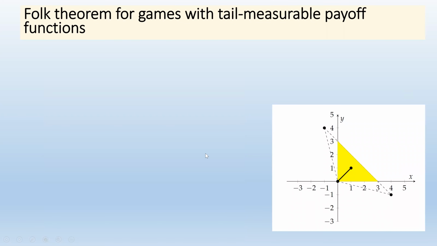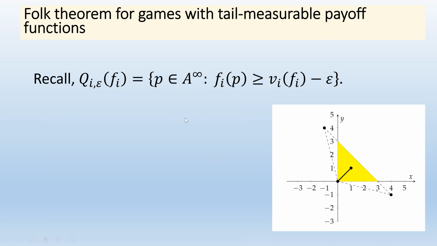So here is a generalization of this theorem. Here we had a finite number of payoffs, so we didn't need epsilons, but generally speaking, I remind you of the set Q_i epsilon, which is the set of plays that give player i at least their min-max minus epsilon. So let's think of this set here. For player 1, it's the set of plays that give him at least 0. Where does player 1 get at least 0? 0-0, 1-1, and -1-4. These 3 points are in Q1 epsilon for epsilon small enough.